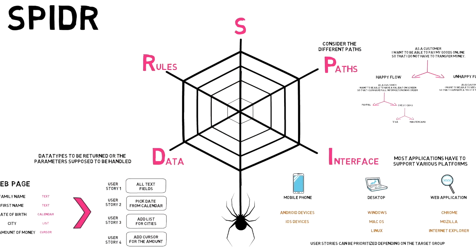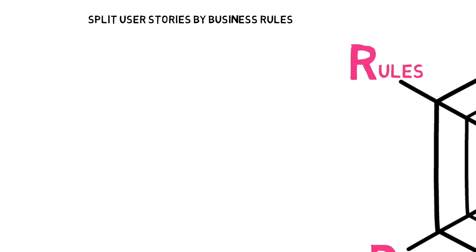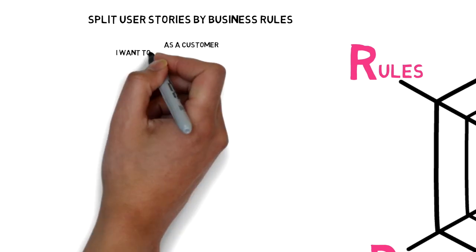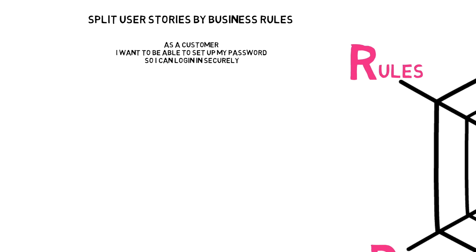R stands for rules. User stories often involve a number of explicit or implicit business rules. By studying these business rules, you might discover it is possible to break an item into smaller pieces of functionality. If the user story is about setting up a password, as a customer, I want to be able to set up my password so I can log in securely.